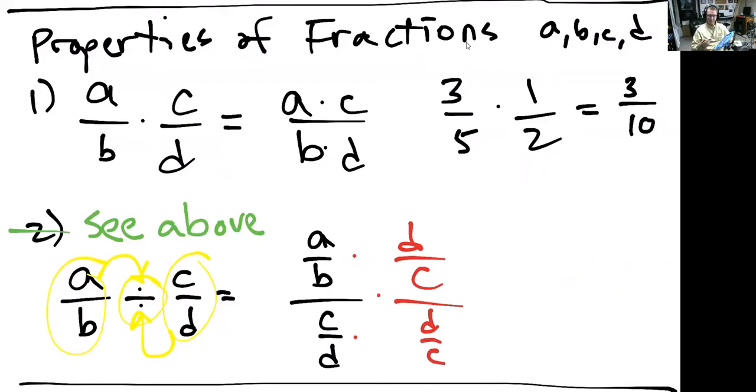A fraction times a fraction. So here's fraction one, here's fraction two. A fraction times a fraction is done by property one. So we're going to take on top A times D, so that's A times D, divided by B times C. Now on the bottom, we have the bottom times the bottom, which is C times D divided by C times D.